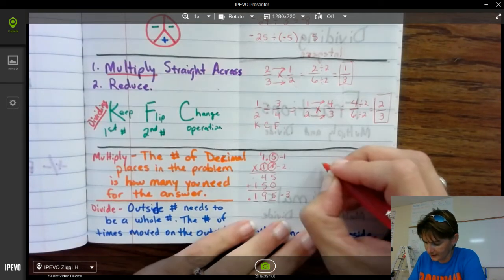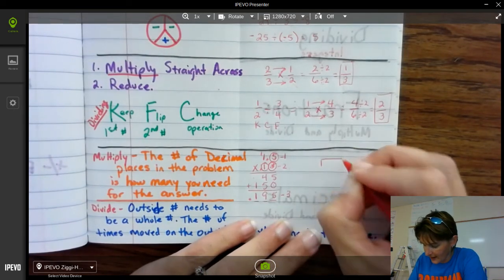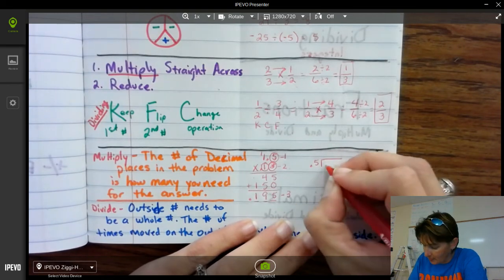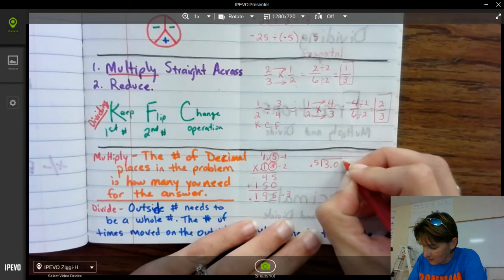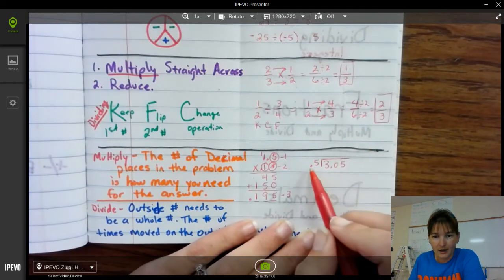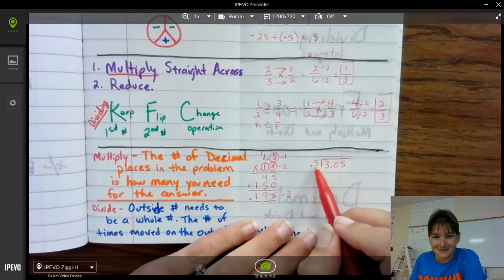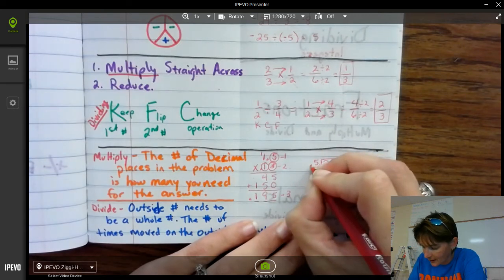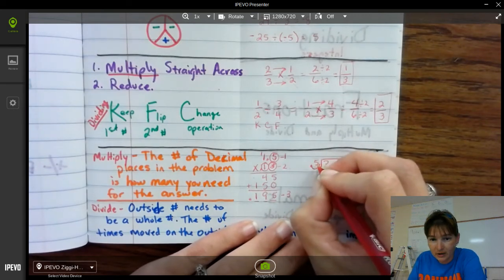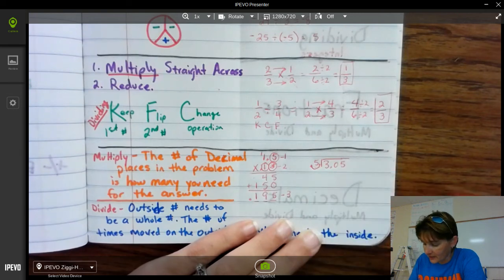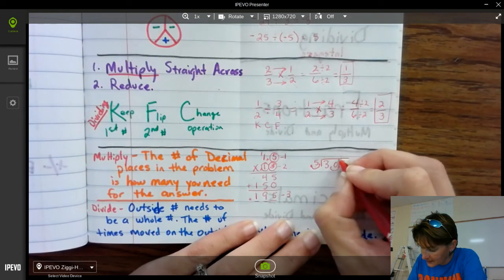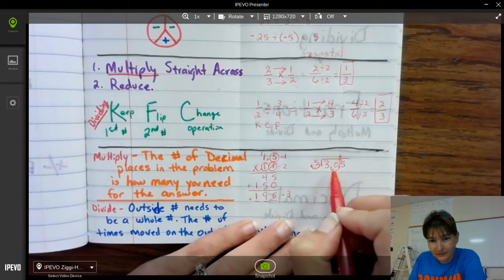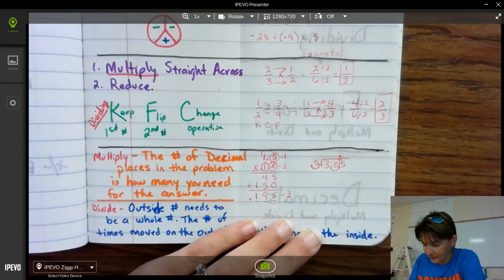Let's go ahead and look at an example of that. If we have 0.5 divided by 3.05, okay? Rule of thumb, the outside number is not a whole number, so we make it one by moving the decimal to the right one time, and that makes it a whole number, 5. If I did that on the outside, I must do it on the inside and take it straight up into the answer. So now I have 5 divided into 30.5.